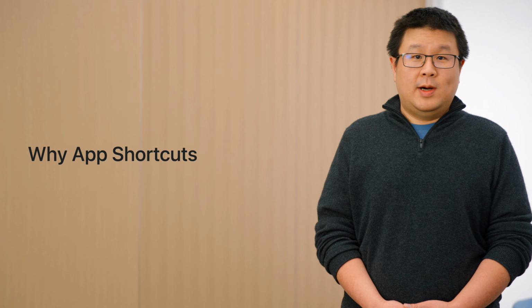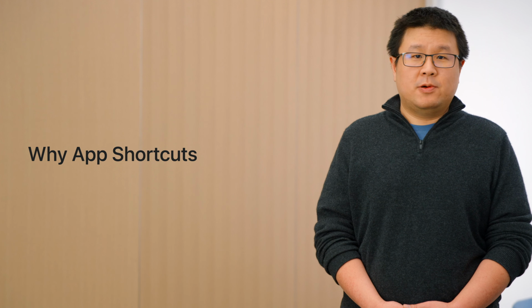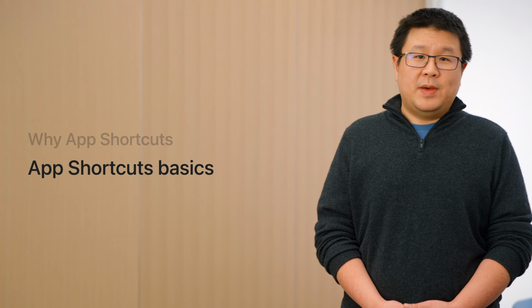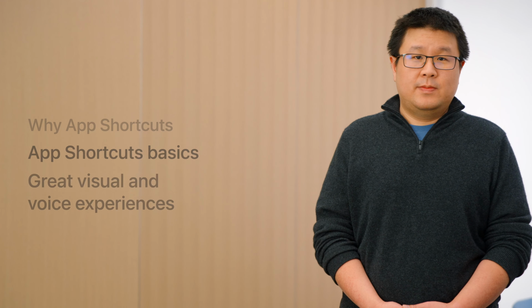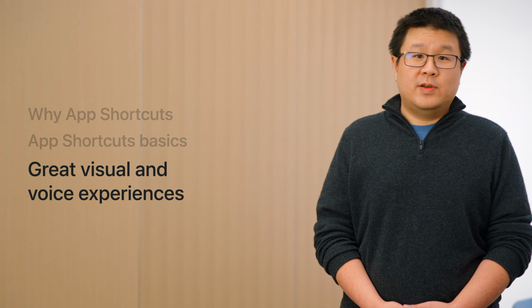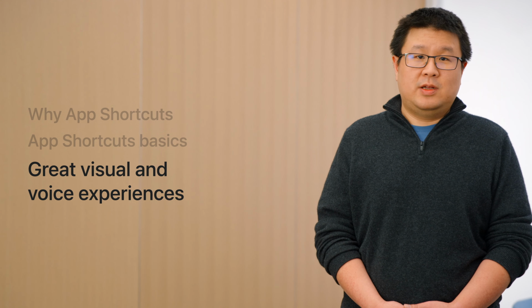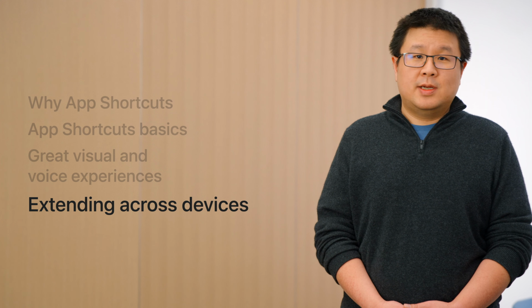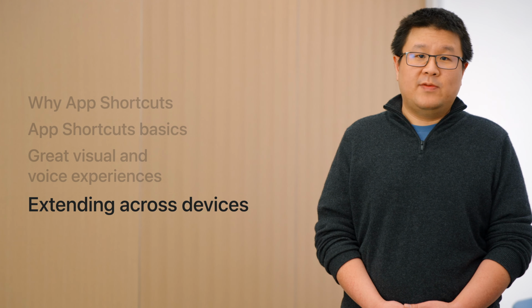I'll start by looking at why you should adopt app shortcuts to help your app create quick, habitual actions that can be used from all over the operating system. Then, I'll go over the basics of implementing an app shortcut. After that, I'll go over how to make your app shortcuts great for both visual and voice use, as well as new ways app shortcuts have improved in iOS 17. And finally, I'll wrap by looking at new ways app shortcuts can be extended across a number of Apple devices beyond iPhone.